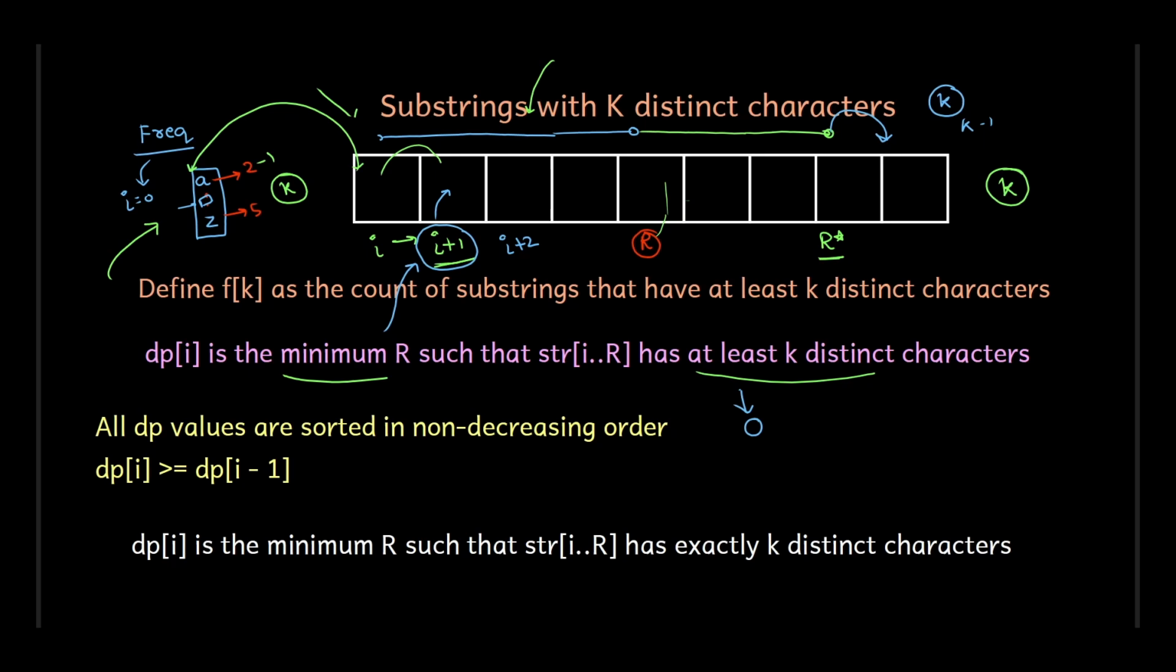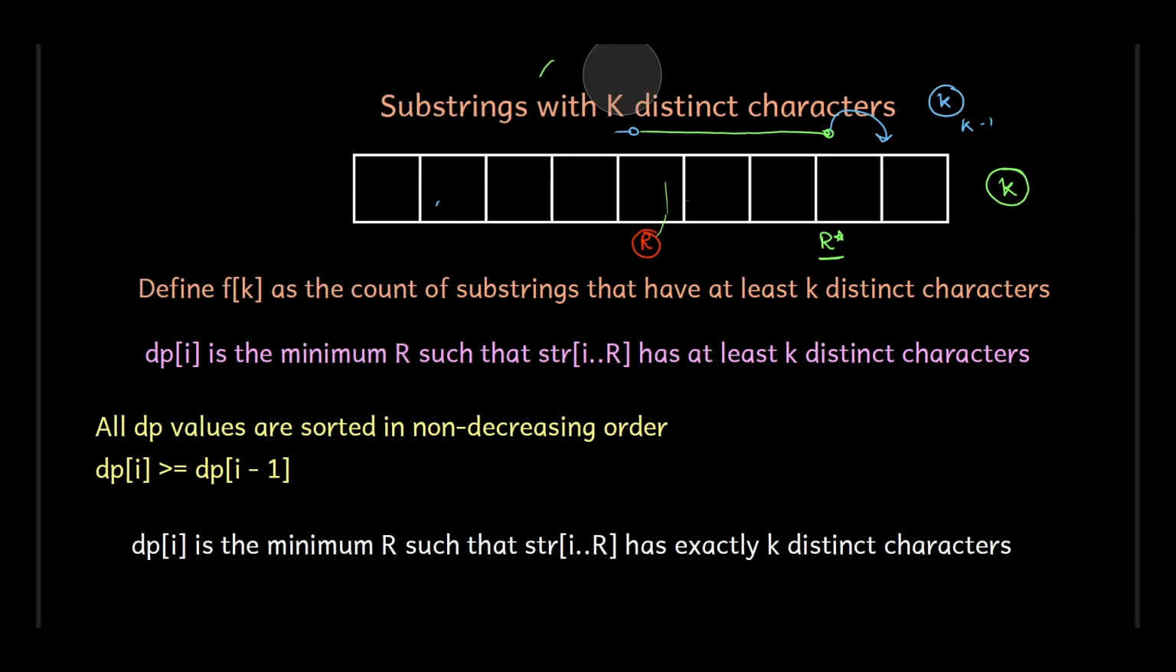Now you can see that your right pointer only moves to the right, and we already said that the DP value would be sorted in non-decreasing order. So this means that in O of n, you can populate all the DP values. So if you can do this, how do you find the answer to the original problem? Like, not the original problem, but the modified problem, where we wanted to find out how many substrings are there that contain at least k unique characters. So how do you find it out?